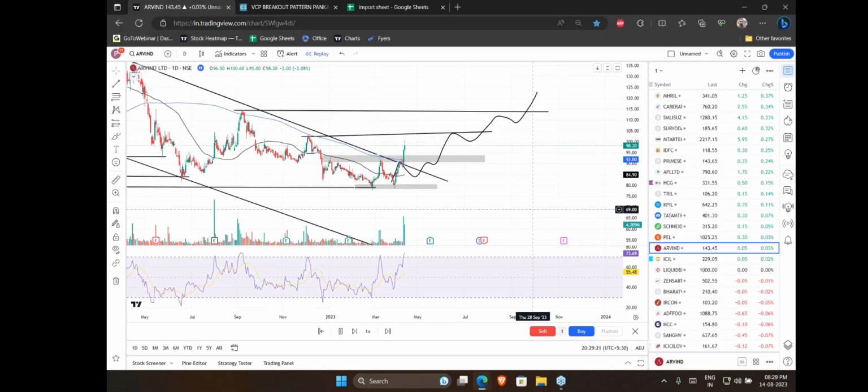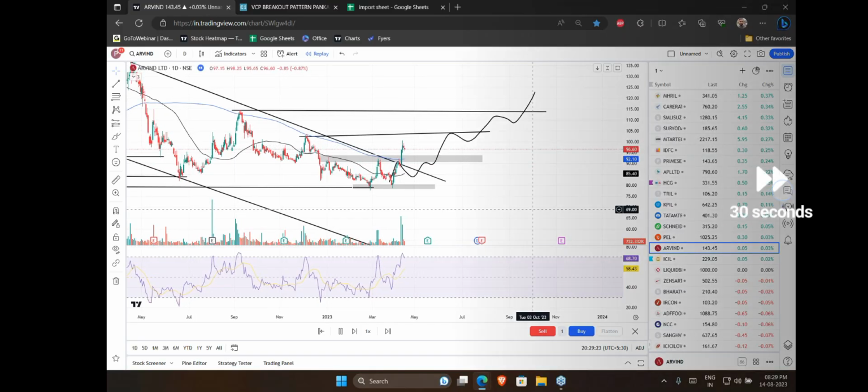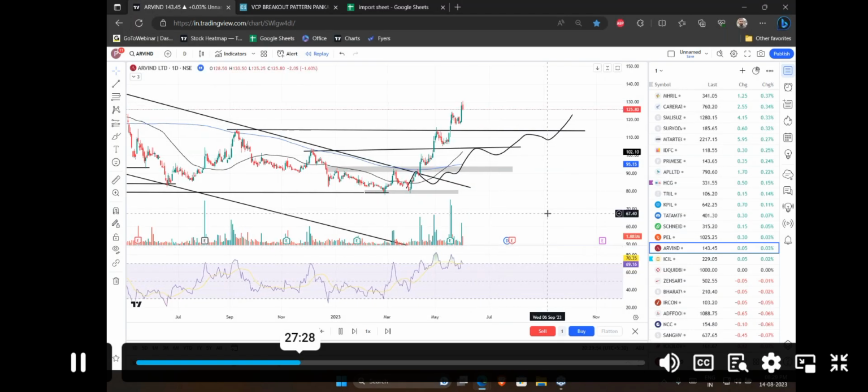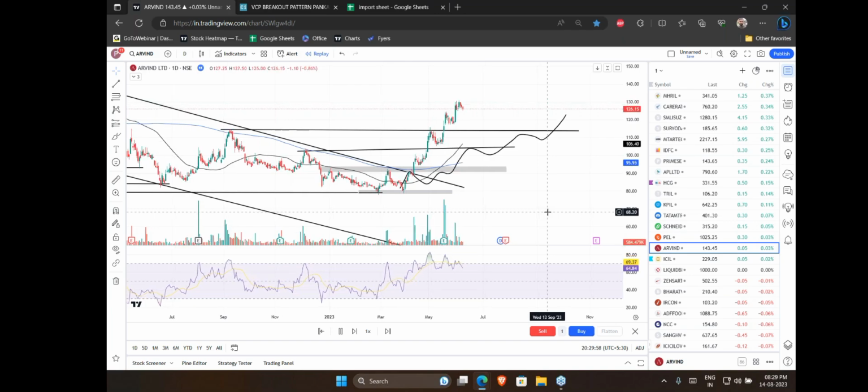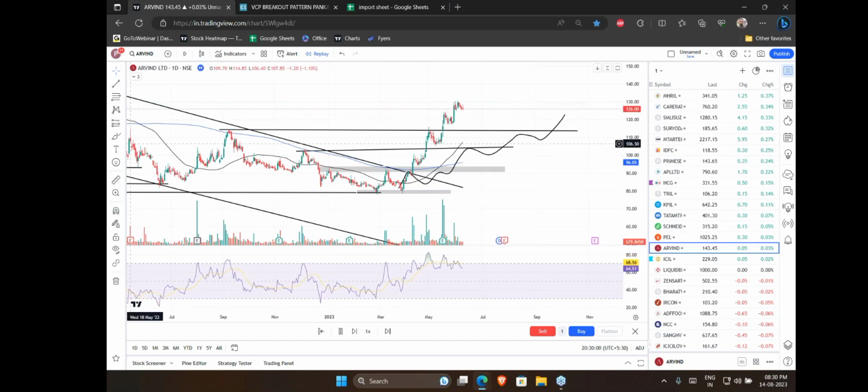Okay, your structure is broken, and your structure is being retested. First target hit, working. How does the price react? See, every break and retest theory is there. Every time there is a break and retest.